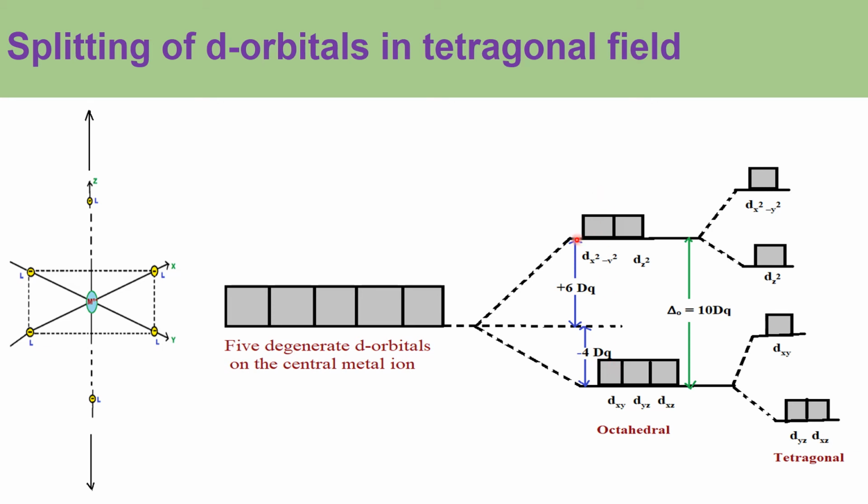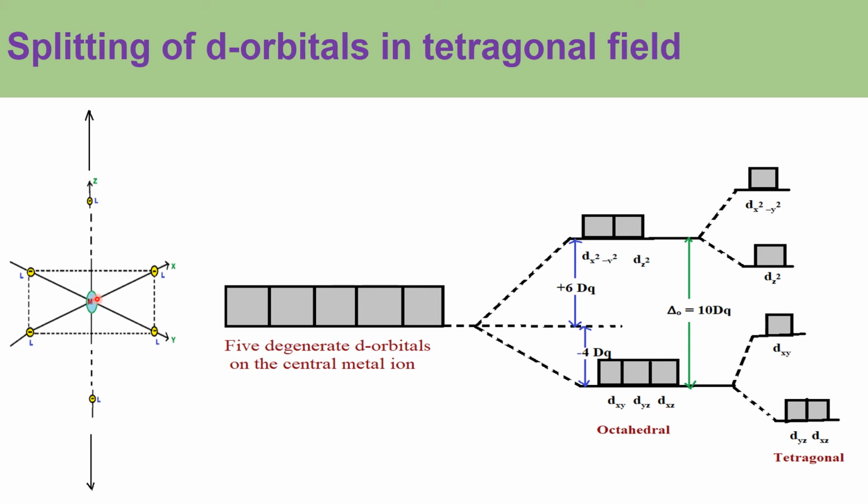But in a tetragonal geometry, the two ligands along the z-axis are moved away from the central metal ion. But the actual case is not removing them completely from the metal ion, only increasing the distance between the metal and the ligand. So the ligands along the z-axis can cause some influence on the metal d orbitals along the z-axis.